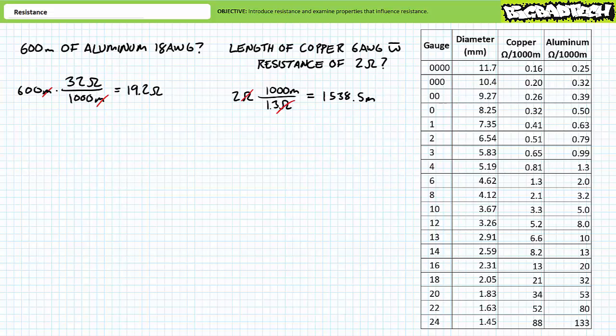Again, think of these table entries as a means of unit conversion. Arrange the conversion factor such that the unit you want is on the top and the unit you don't want is on the bottom. The units you don't want cancel out and you're left with the units you do want.